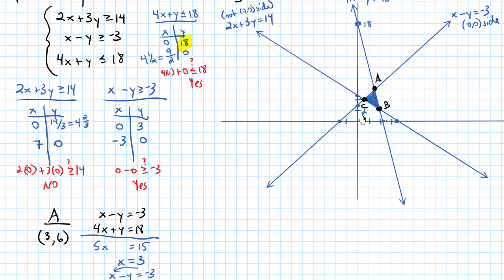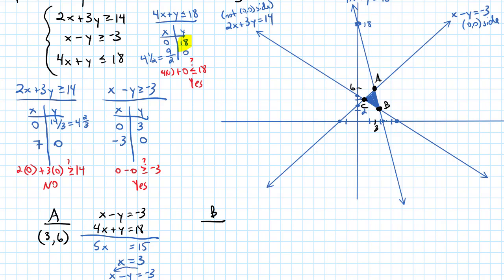Let's see if that seems reasonable on our graph. So here's where x is 3. That seems like a reasonable x-coordinate. And here's where y is 6. So yeah, that seems perfectly appropriate. So A is the vertex 3, 6. Now let's look at vertex B.